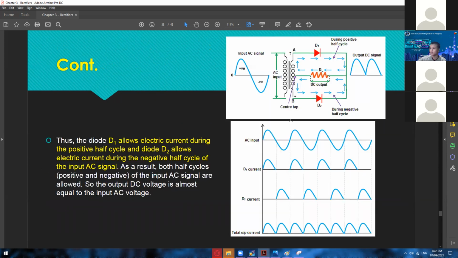As a result, we have this as our input, the AC input, and this is the current for the V1. It's obvious, I've already mentioned this a while ago. The upper part is your positive half cycle, and the lower part, which is the D2, is the negative half cycle. If you combine those two, you're going to have this kind of result, which is the full wave rectifier.